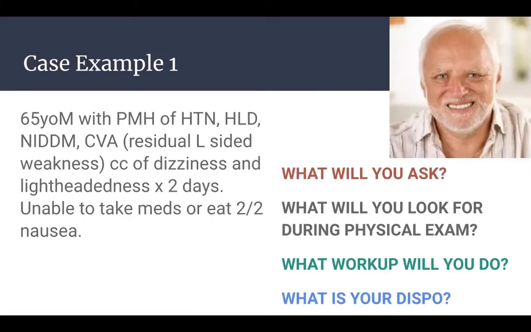As we go through today's lecture, I want you to think of two case examples. The first is a 65-year-old male with a past medical history of hypertension, hyperlipidemia, diabetes, stroke with residual left-sided weakness, complaining of 2 days of dizziness and lightheadedness. He says he's been so nauseous, he really hasn't been able to eat or drink much or take his medications. I want you to think of 4 questions. What will you ask this patient? What are you going to look for specifically on physical exam? What workup will you do? And what will the disposition be?